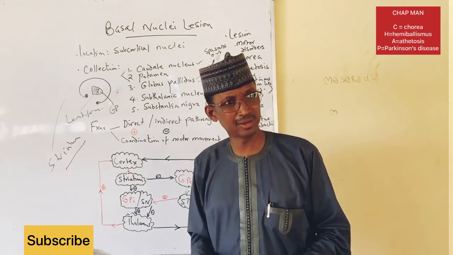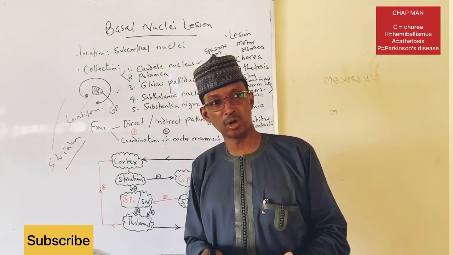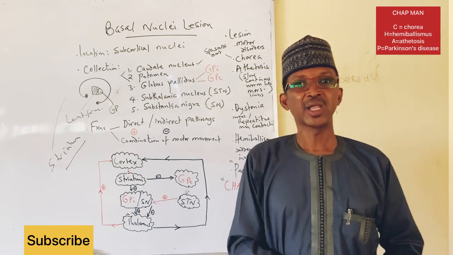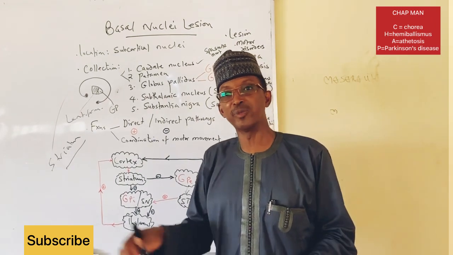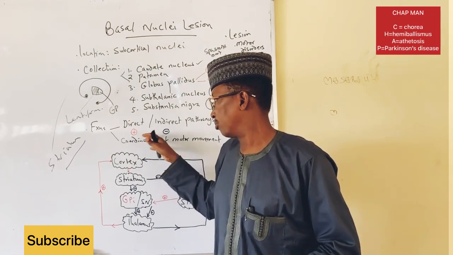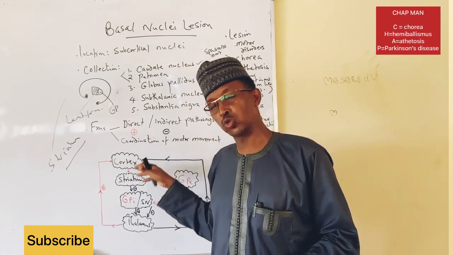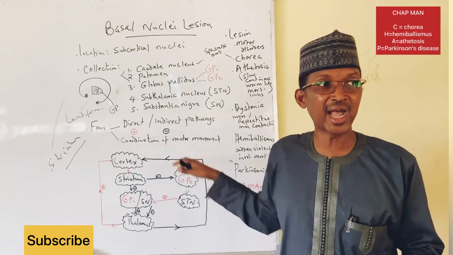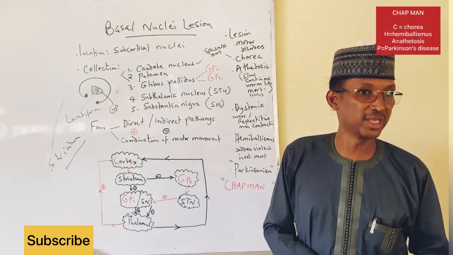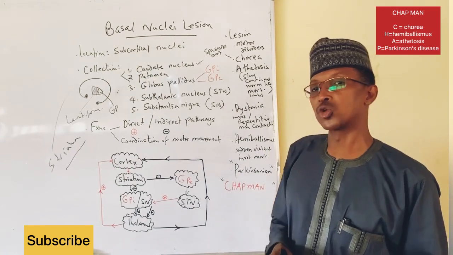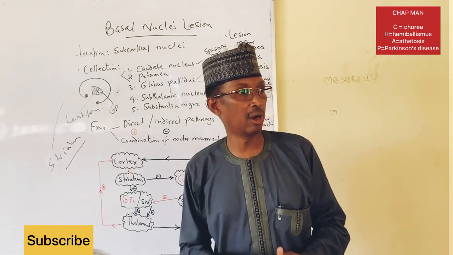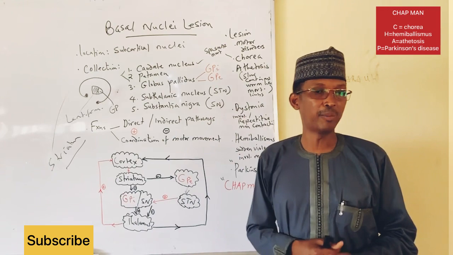Even emotion is part of the functions of the basal nuclei, and memory is also part of it. So apart from these two, one major important function, that is coordination of our motor movement, these are other functions of the basal nuclei. So now, what are the causes of the lesions of the basal nuclei?